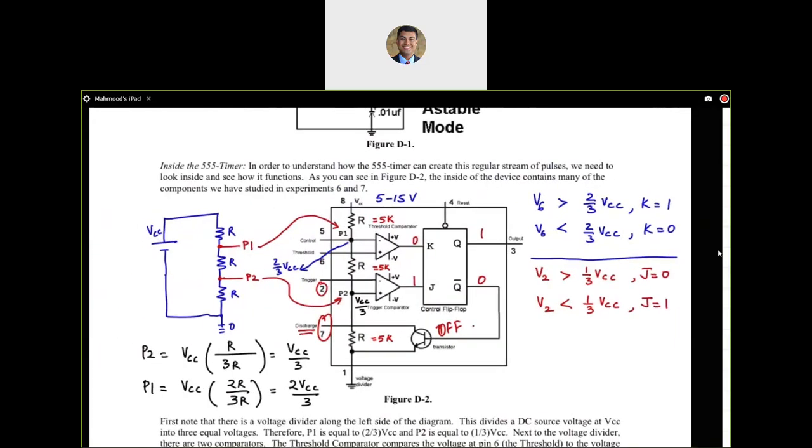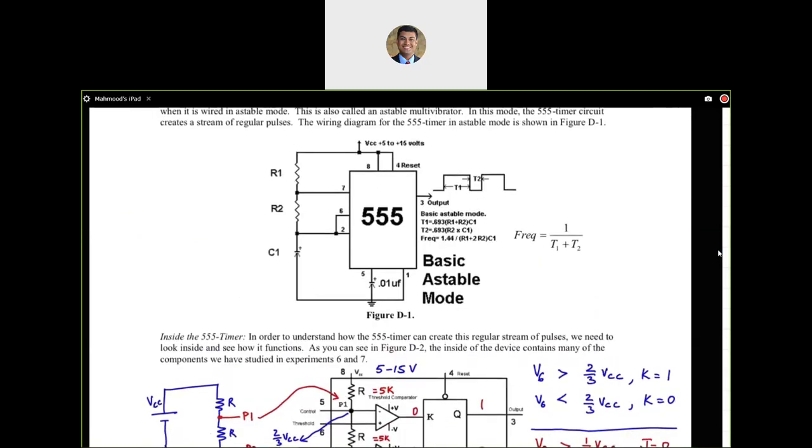That's as far as the discussion about the internals of the 555 are concerned. Now we will apply all these steps of analysis to the external circuitry of the 555 timer. Give me one moment. All right, so let's see how it is going to work.